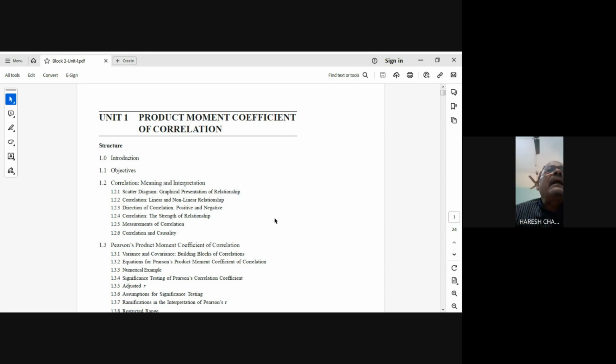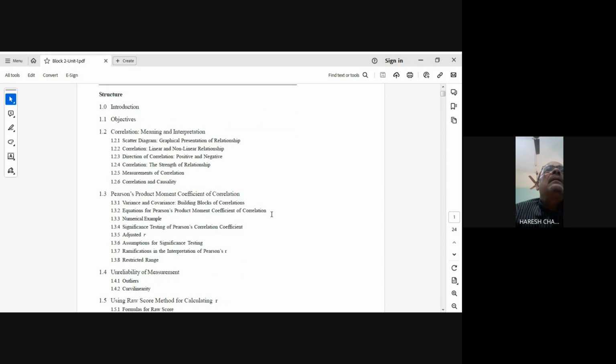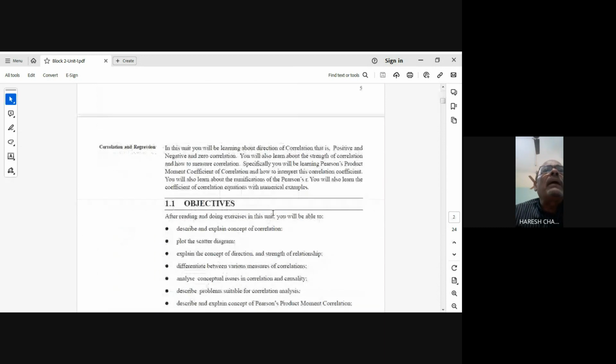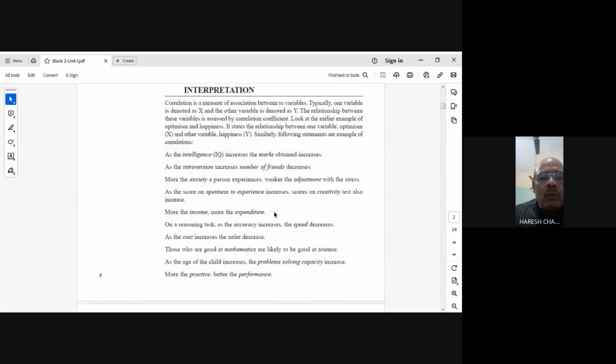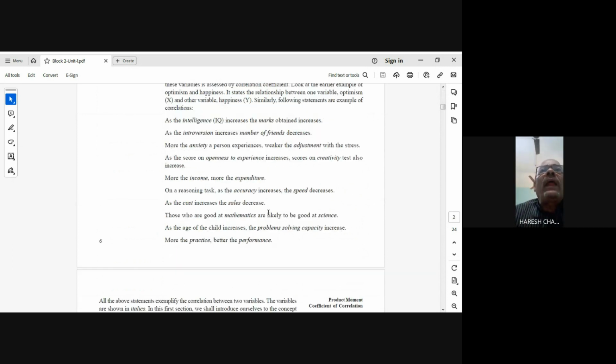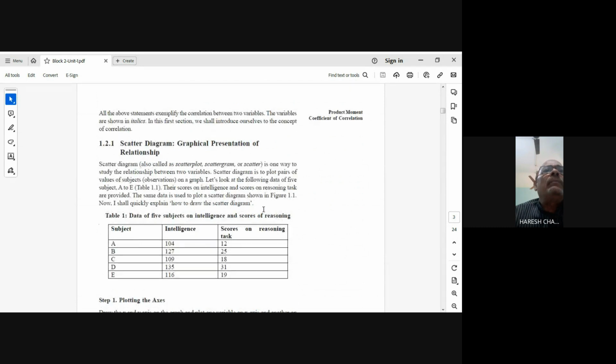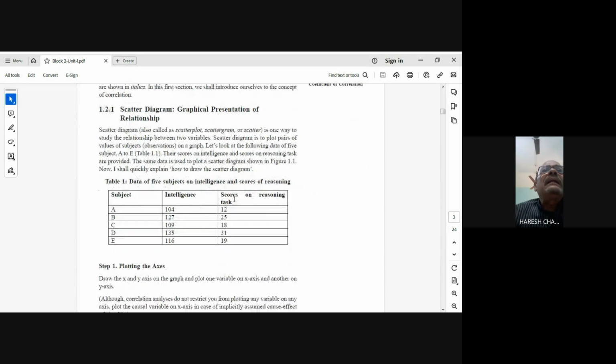And what is the kind of correlation? Let me tell you the things one by one. Correlation, as I have told you, is a kind of statistics used to measure the strength of relationship among two variables. Now, another concept is the scatter diagram. Scatter diagram means when you have two variables, you place one variable on the x-axis and another variable on the y-axis.